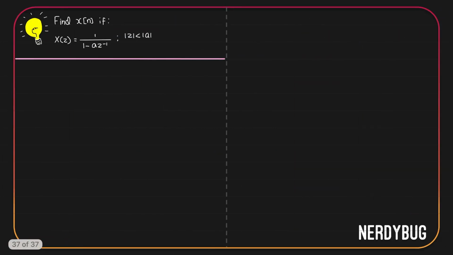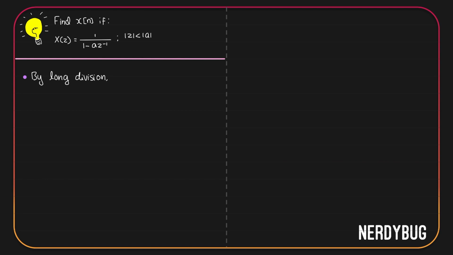Let us solve one final problem. We have to find x of n, if X of z is 1 by 1 minus a z inverse, with magnitude of z less than magnitude of a. We also know the answer to this. It is minus a raised to n u of minus n minus 1. But let us figure it out using our new method.